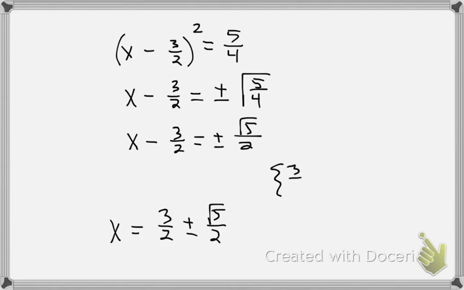2 of them. 3/2 minus root 5 over 2. 3/2 plus root 5 over 2. As promised, these were 2 real solutions, but they were not rational. They were irrational. Therefore, we didn't get them by factoring. Is that okay? Whew. All right.